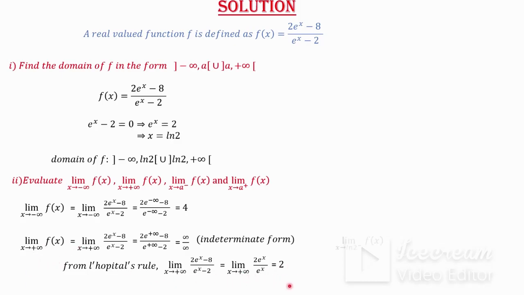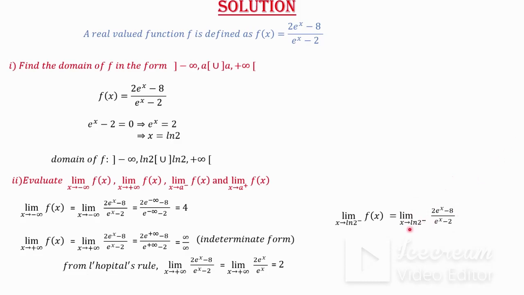Let us now get the limit of f of x as x tends to a from below. We know that a is ln of 2. So the limit of f of x as x tends to ln 2 from below will be the limit of 2 exponential of x minus 8 divided by exponential of x minus 2 as x tends to ln of 2 from below. How are we going to proceed here? To do this, we first need to know the value of ln 2. Ln 2 is 0.693.